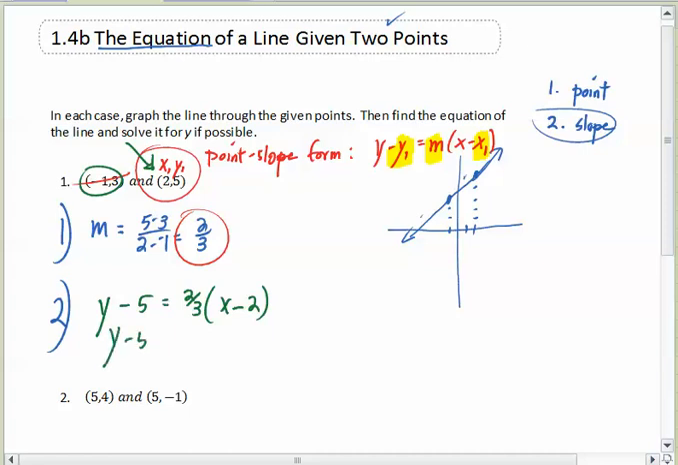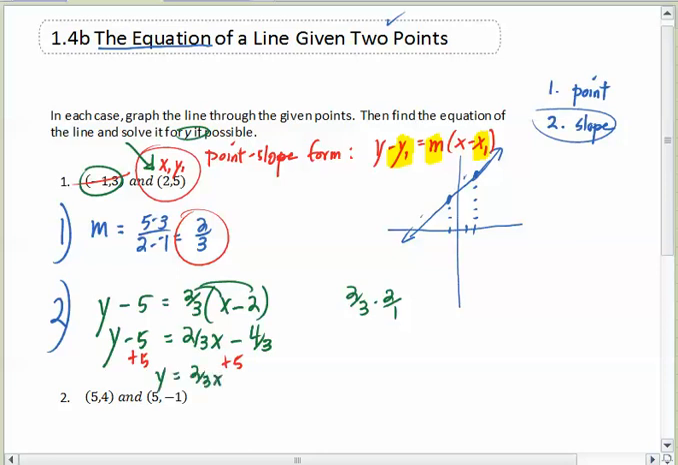So no worries there. We're going to use the distributive property because it says to solve for y if possible. So I'm going to get the y alone. This is 2/3 x minus 2/3 times 2, which is 2 over 1, and that's going to give me 4/3. Now I need to get the y alone, and then we're finished, and this will be the equation of the line. So let's see, we have y equals 2/3 x.